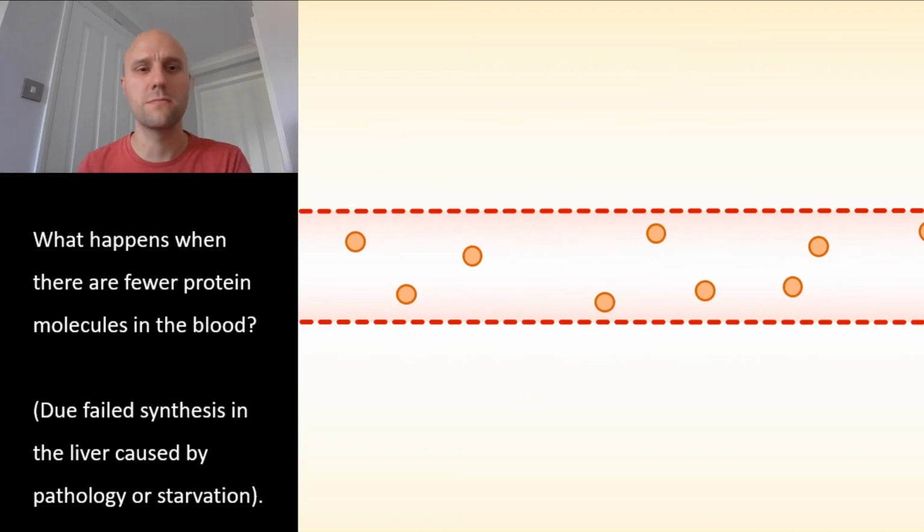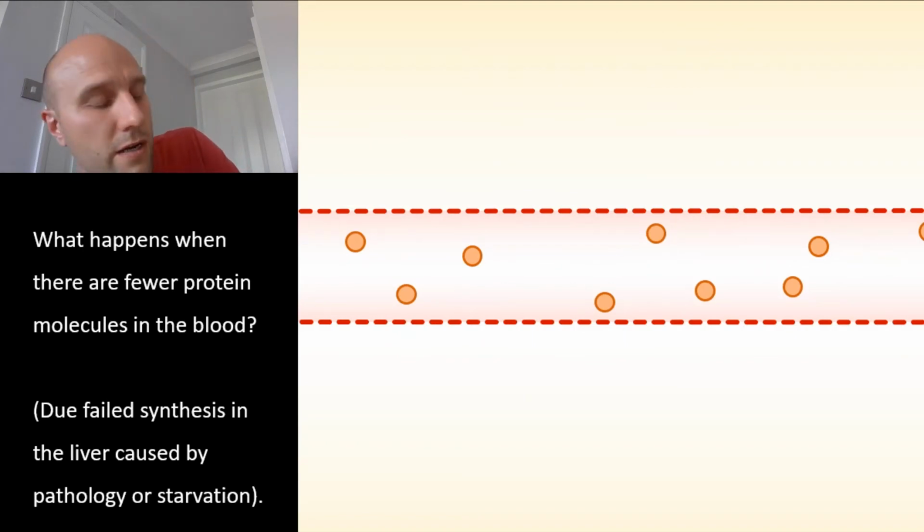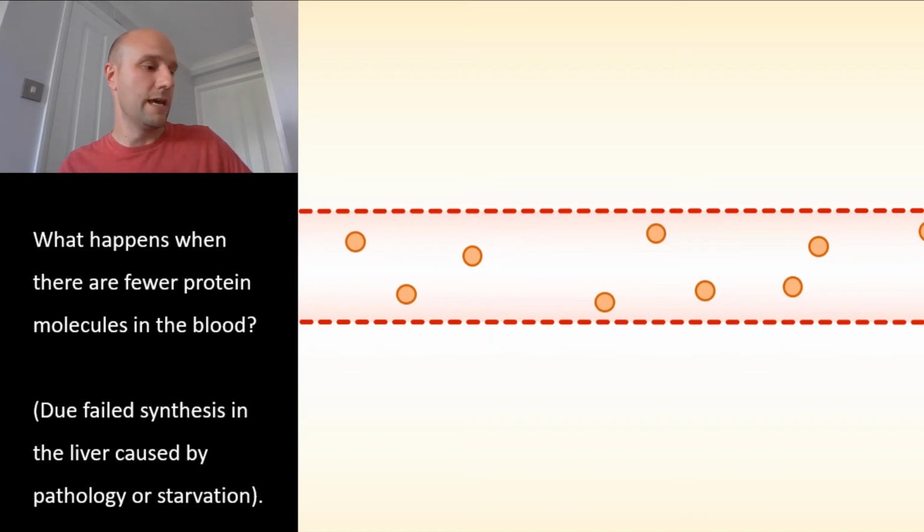So we're going to consider some examples of things that might occur in illness or pathology or various states other than somebody who's completely healthy. Say we have fewer proteins, fewer large molecules within the blood vessels. What if we consider what might happen to the different forces acting, the different Starling forces acting?